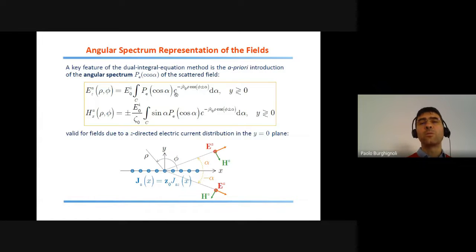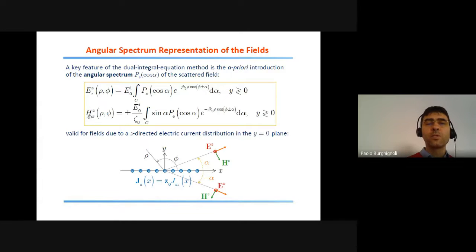So you can see here e to the minus j k0 rho times the cosine of phi plus or minus alpha. So we have a plane wave that propagates in the direction plus or minus alpha, times an amplitude function P sub e that depends on alpha through the cosine of alpha. E0 e^i, that is the amplitude of the incident wave, has been factored out, taken explicitly outside of the integral for convenience.